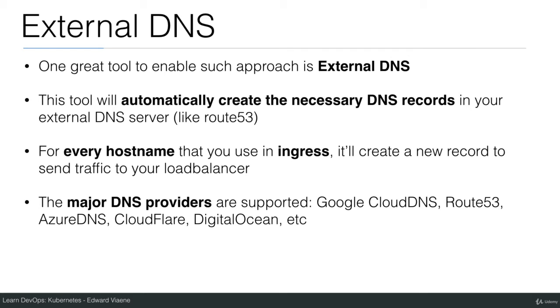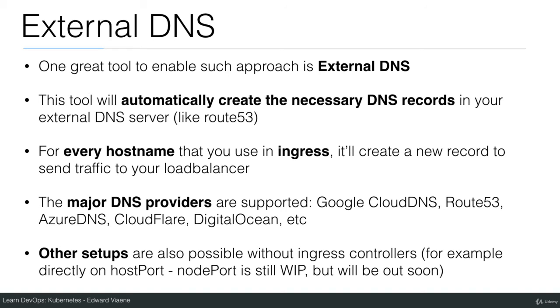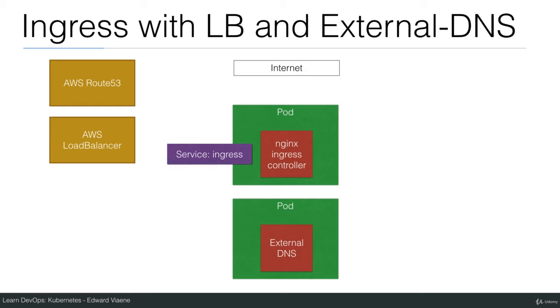The major cloud DNS providers are supported: Google Cloud DNS, Route 53, Azure DNS, Cloudflare, DigitalOcean, and so on. Other setups are also possible without ingress controllers, for example directly on the host port or using the node port. The node port is still work in progress, but it will be out soon. Let me show you how this external DNS works with a diagram.